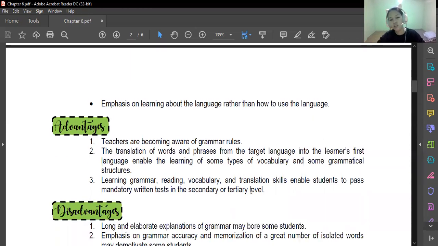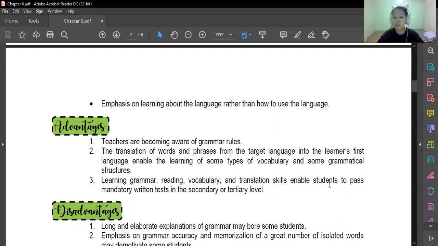Okay. Now, what are the advantages of GTM? Although I've mentioned that it's a traditional approach, it's from a long time ago, it's not really that applicable in this generation, but still there are advantages when you want to use GTM. First, teachers become aware of grammar rules, because the more you teach about the rules of grammar, the more that you master it. And when you are going to use GTM, the requirement is that the teacher has mastery or awareness of grammar rules.